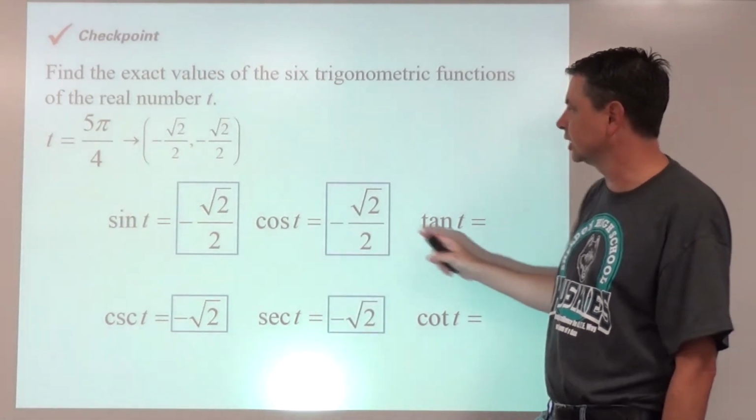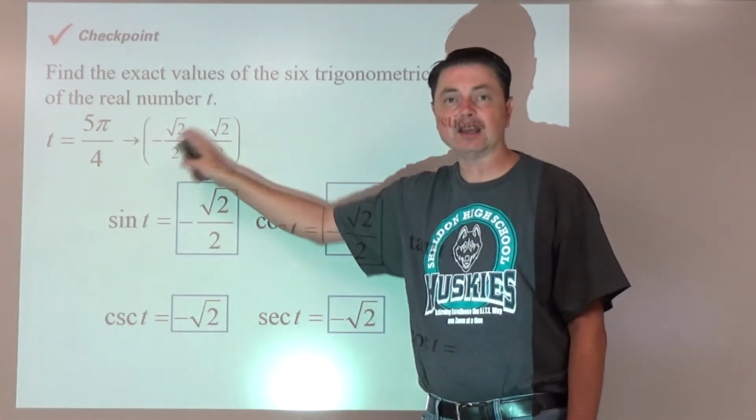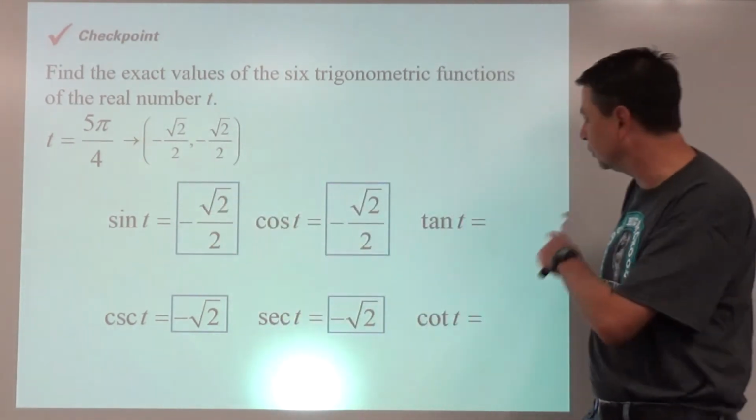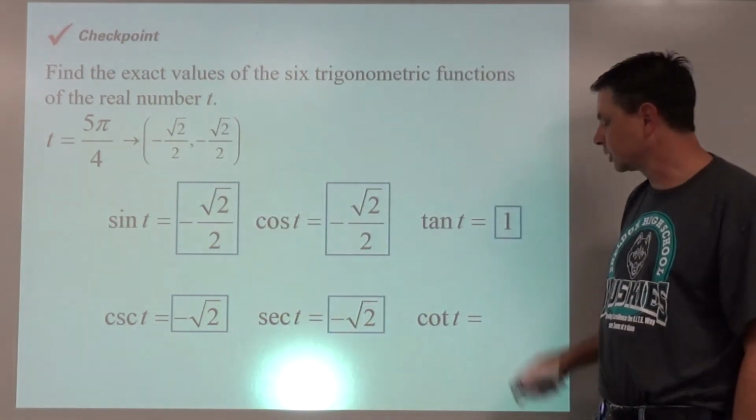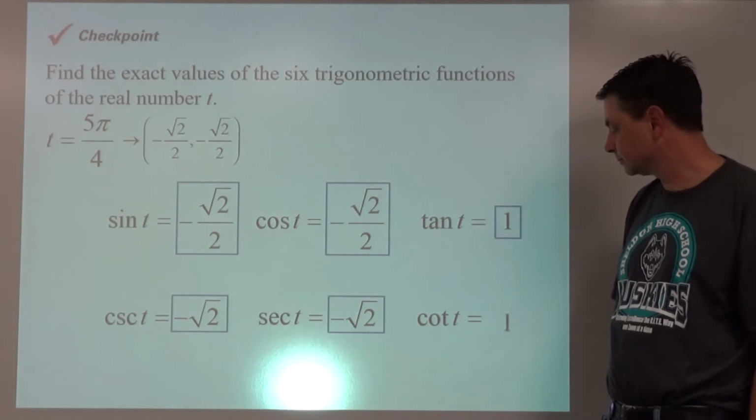And then tangent, y divided by x. Hey, it's the number divided by itself. That's got to be 1. And the reciprocal of 1 is 1.